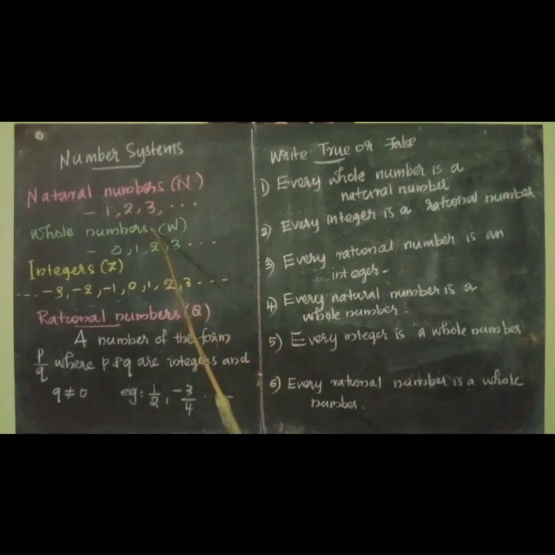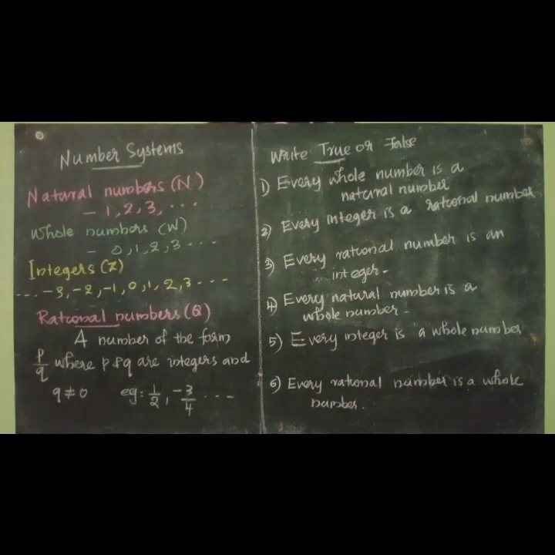The second number system is whole numbers. It is denoted by the letter W. 0, 1, 2, 3, etc. are the whole numbers. Integers are denoted by the letter Z. Z originated from the German word zählen, which means to count. Integers extend in both directions, left and right. -3, -2, -1, 0, 1, 2, 3, etc. are the integers. 1, 2, 3, etc.